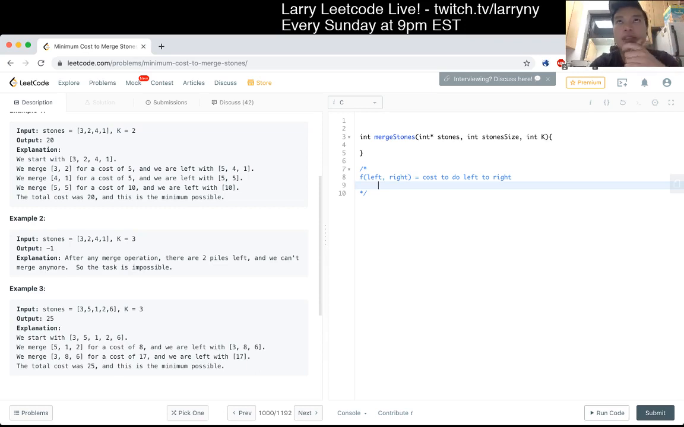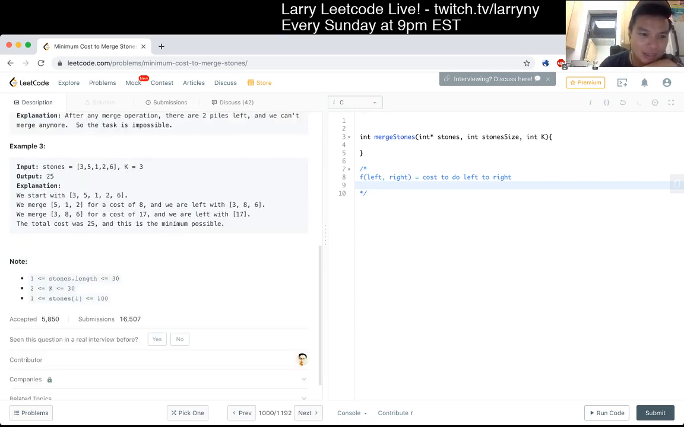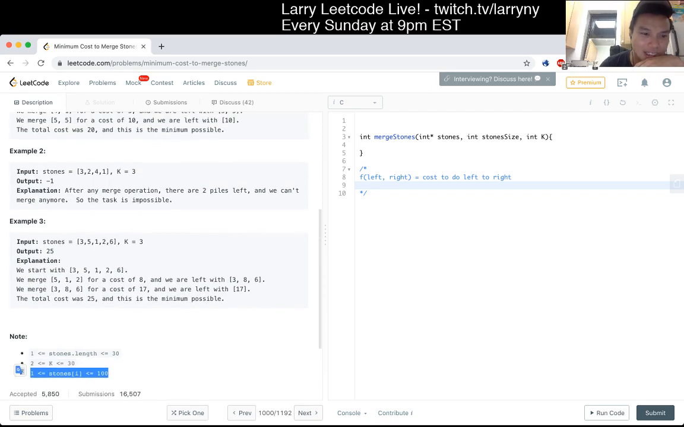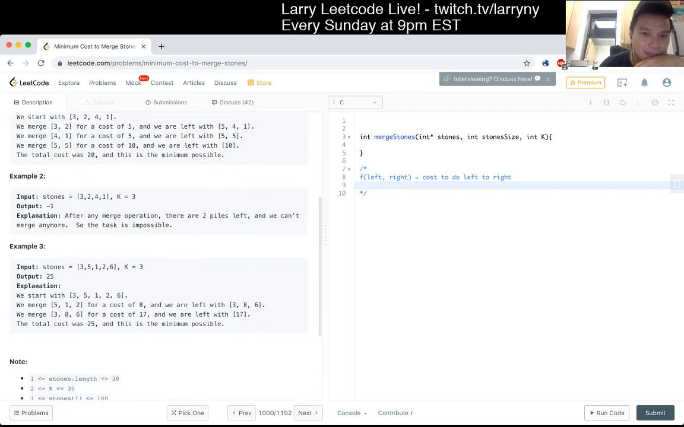How do I think about it? Well, n is 30, so you can maybe take advantage of that. It's either that or maybe take advantage of the fact that stones[i] is smaller than 100. I have some vague idea about it, but it's like n to the fifth or something. What is 30 to the fifth? Just calculating. Okay, actually, even 30 to the fifth is 24 million, so it's not that bad.